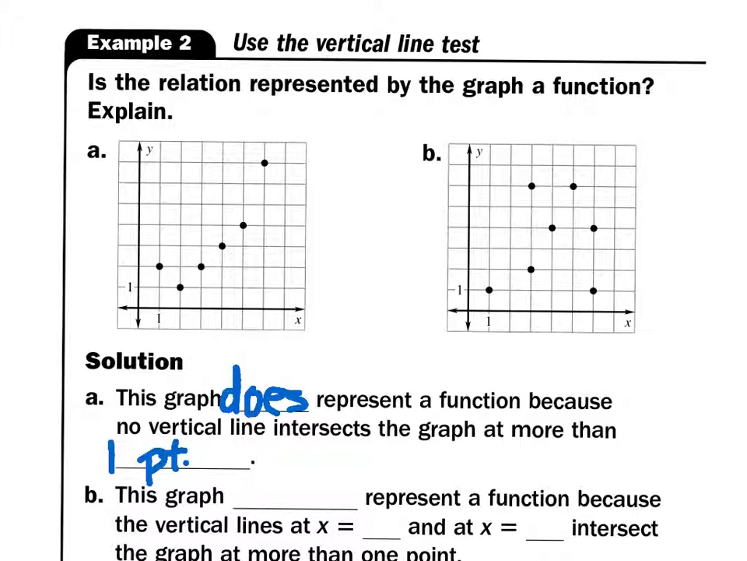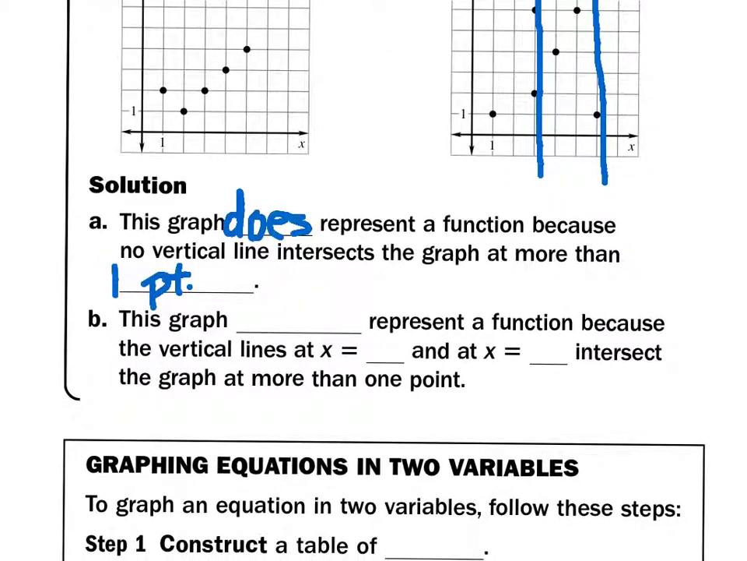On B, look at B. This line goes through 2 points. This line also goes through 2 points. So B is not a function because the vertical lines at x equals 3 and x equals 6 intersect the graph at more than one point.